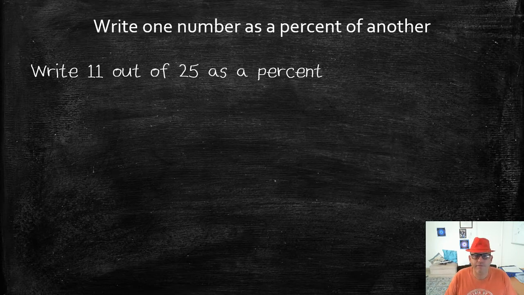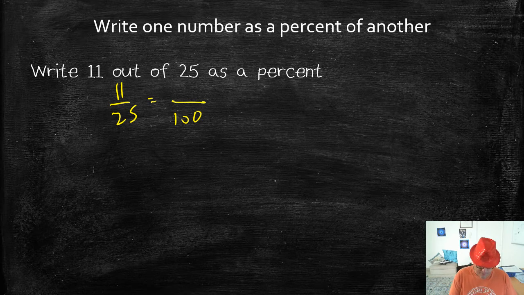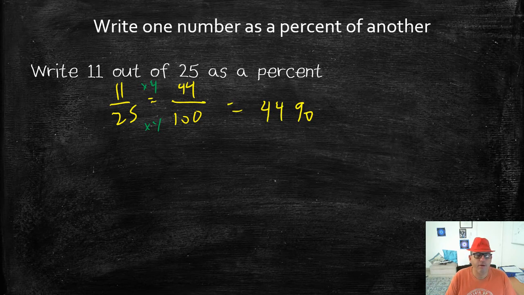So 11 out of 25 is what percent? Again, without a calculator, we know percent means out of 100. So how can I find an equivalent fraction out of 100? Well, obviously, I multiply the bottom by 4, which means I need to multiply the top by 4. And if I do that, I'm going to end up with 44 over 100, which is 44%. So that's how I can write 11 out of 25 as a percent if I didn't have a calculator.